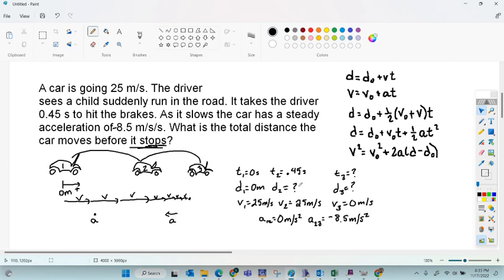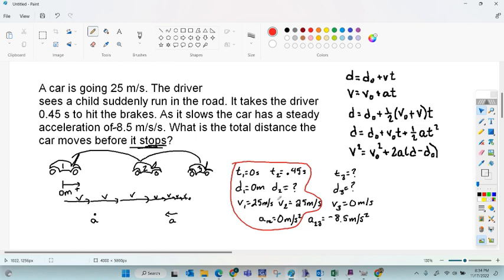Okay, great. So now what do we do with that? Like I said, we have to consider this problem in two phases. In the first phase, the car is still moving. It moves a certain distance. In the second phase, it's also moving. So we're going to break this down and look at the first part first.